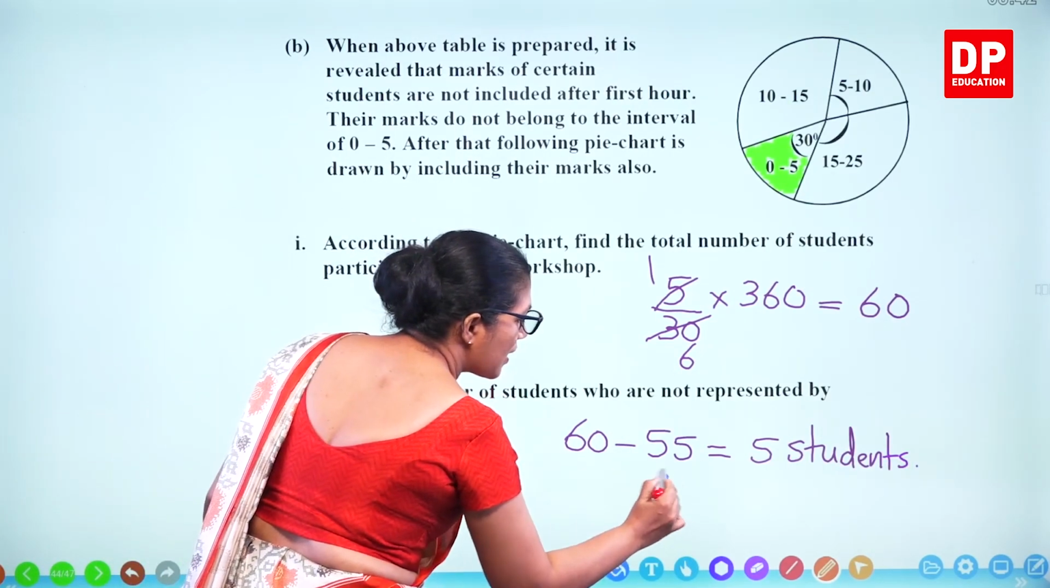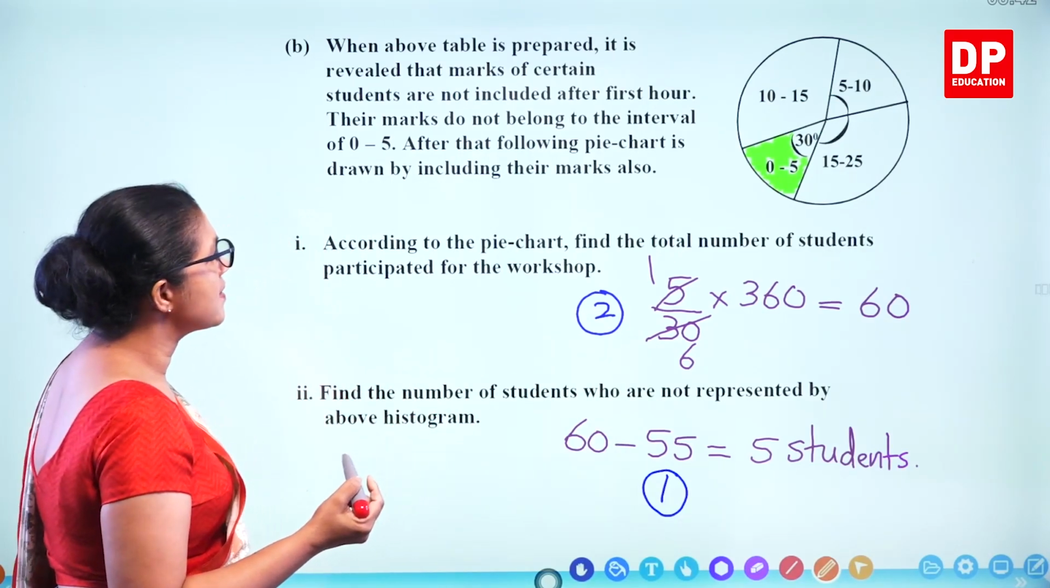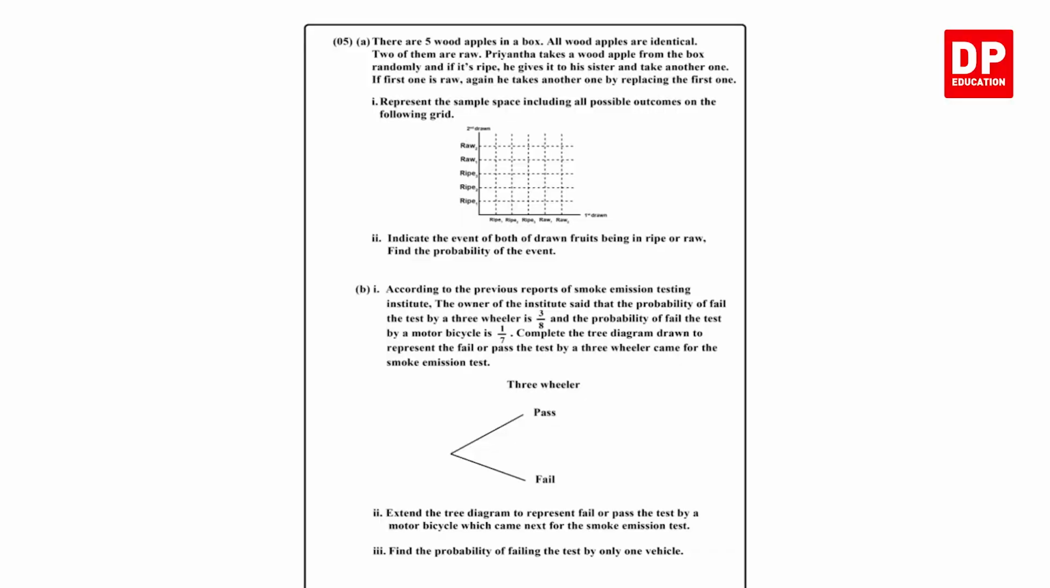So 1 mark here and 1 mark, 2 marks for this. So 3 marks and 7 altogether, 10 marks. Now you can try question number 5. That's a probability question.